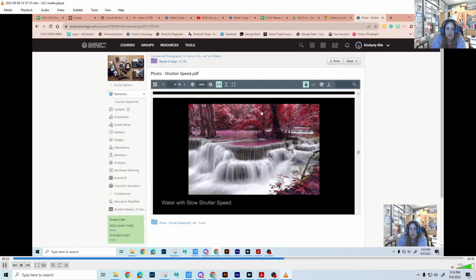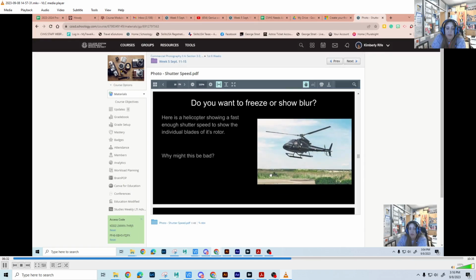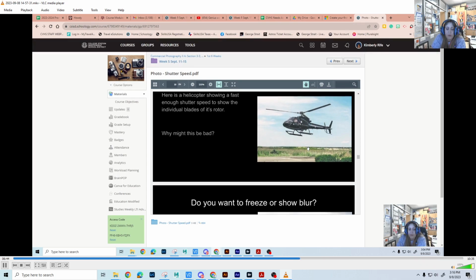This is showing you slow shutter speed, so that whole area is obviously just stopped and it's not moving, and then the water is the stuff moving fast, and so it's a lot clearer and just smoother. So do you want to freeze or show blur? So this is a helicopter showing a fast enough shutter speed that the individual blades of its rotor are there.